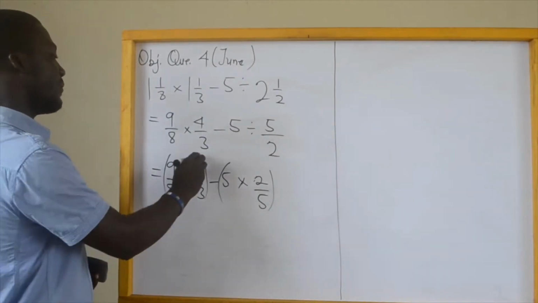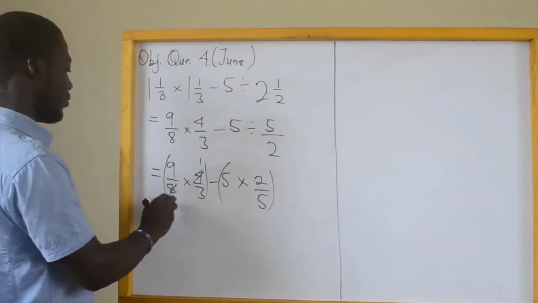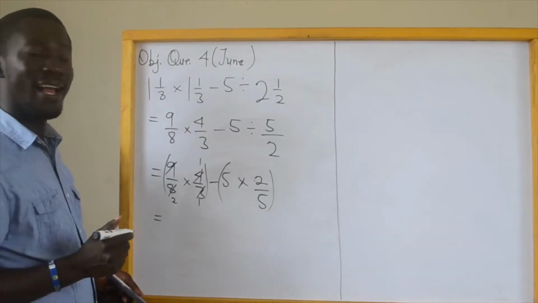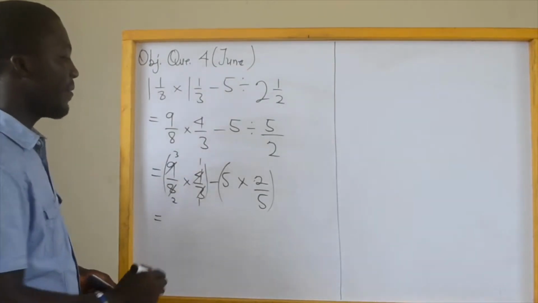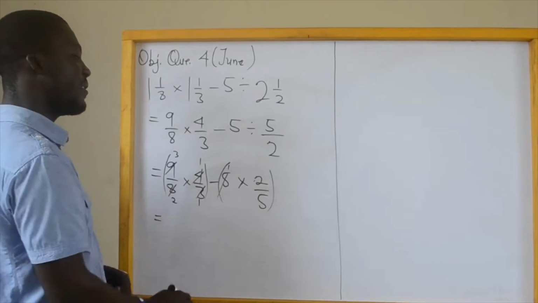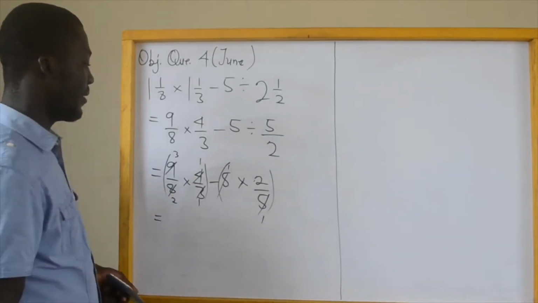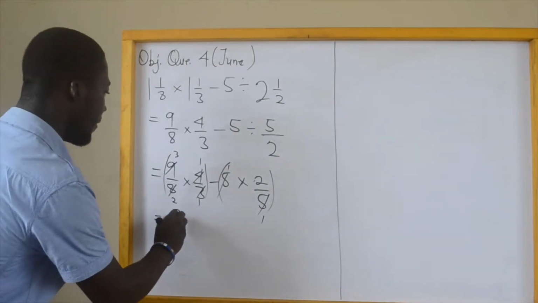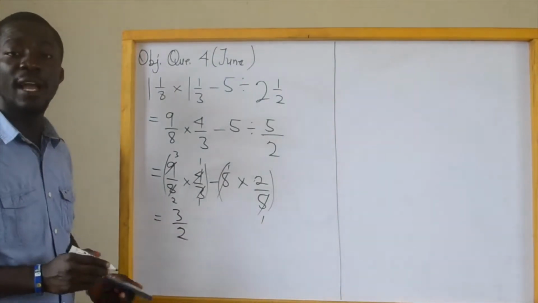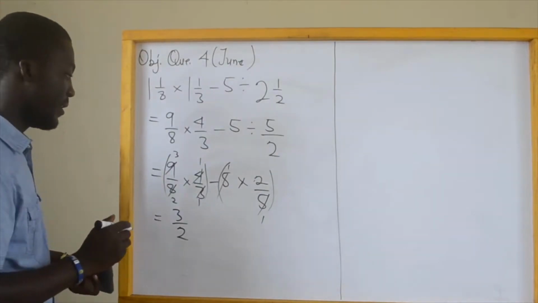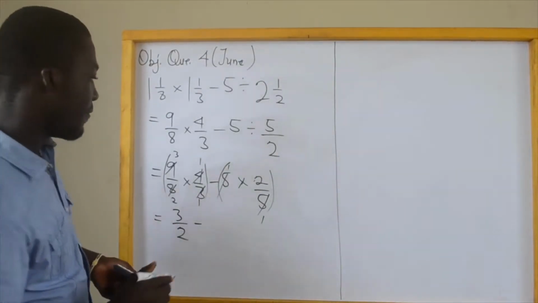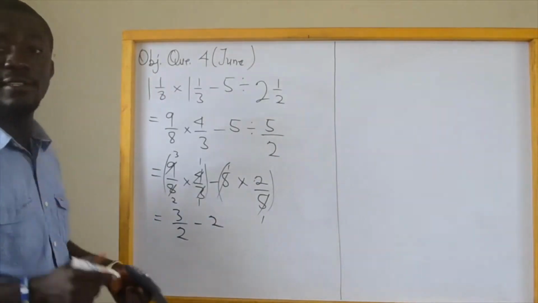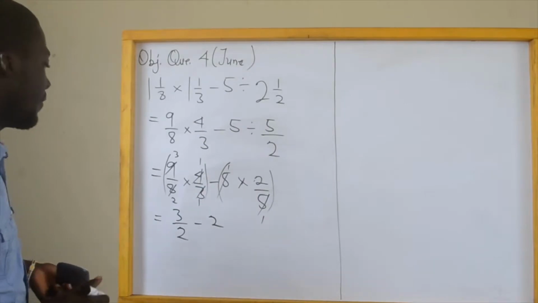4 cancels itself once, it goes into 8, 2. 3 goes into itself once, goes into 9, 3. 5 goes into itself once, goes here once. So at the end, at this part, we have 3 out of 2 as our fraction. And here we have just 2. So 3/2 minus 2 is what we have over there.